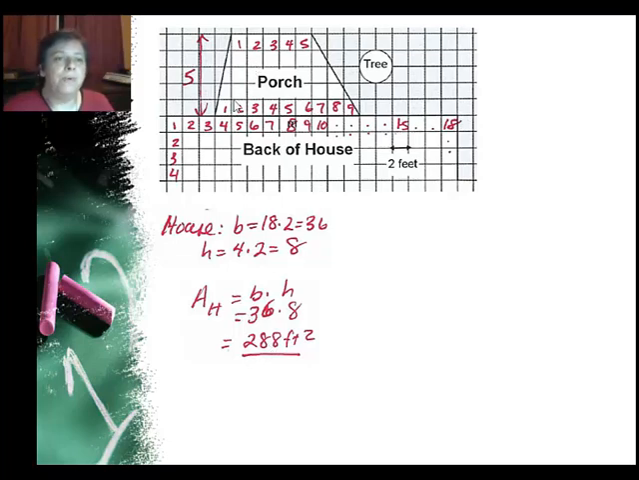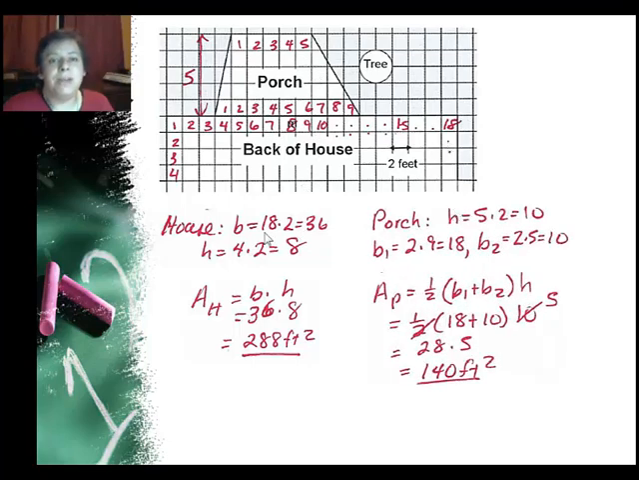Now I'm going to find the porch, which is also another trapezoid. Remember, I'm doubling the dimensions here. Here the base was 18 times 2 is 36. Height was 4 times 2 is 8. Here the porch, the height is 5 times 2, which is 10. Base 1 is 2 times this 9, which is 18. Base 2 is 2 times that 5, which is 10.